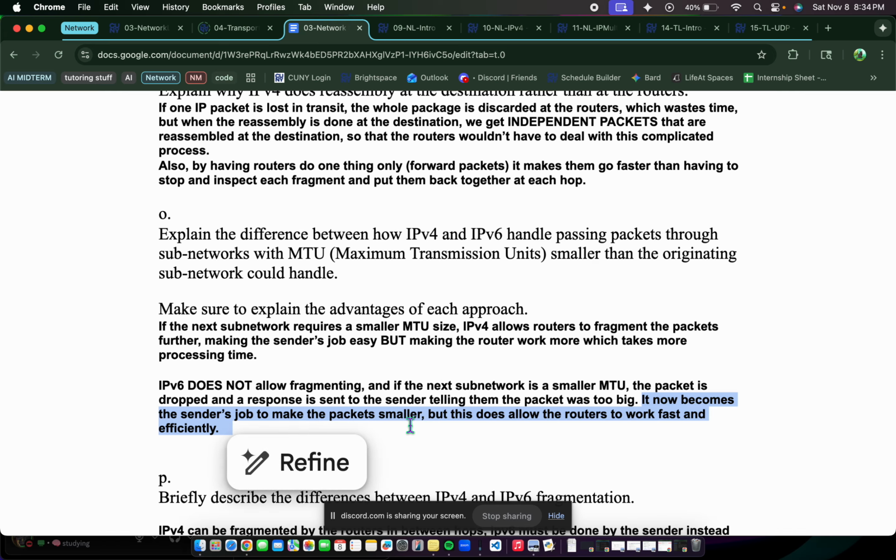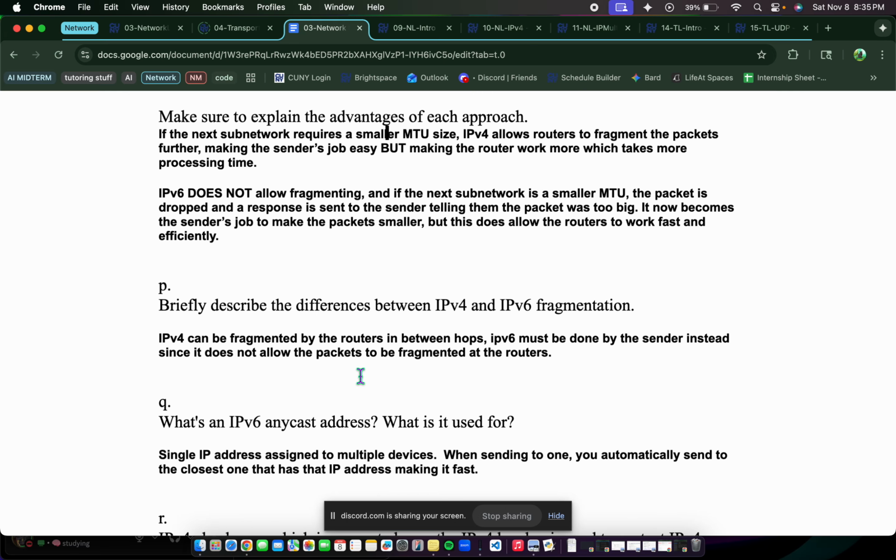Think of it as like it's Amazon's job to make their packages smaller so their delivery workers don't strain their backs. This allows our routers to work faster and more efficiently. So it's kind of a trade-off here. Are you going to do the fragmenting at the sender, or are you going to do the fragmenting at the routers? Somewhere it has to happen. Either way, you'll either make the router's job easier or harder. IPv4 can be fragmented at the routers, so this happens in between the hops. IPv6 cannot. It has to be done at the sender side. Otherwise, it's just going to drop it, as we said before.